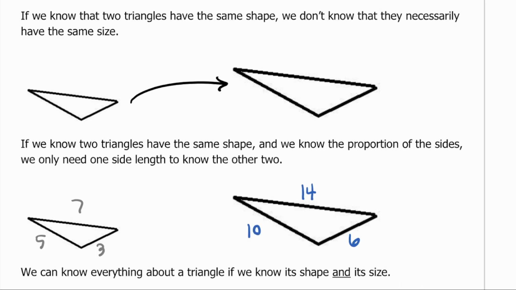What I'm saying here is that we can know everything there is to know about a triangle if we know its shape and its size. So for a right triangle, if we were to know one of the non-right angles and one of the side lengths, we'd be able to know everything there was to know about it, because if we knew one of the non-right angles, we'd know the other one, and if we knew one of the side lengths, having already the shape, we could know the exact size.